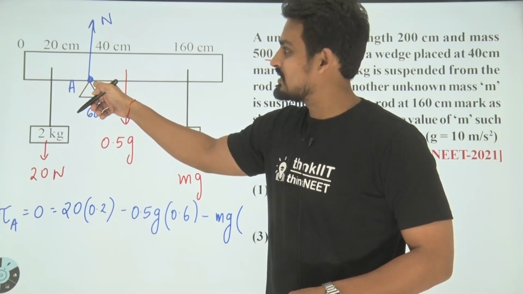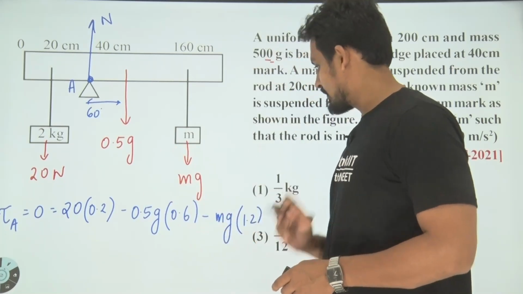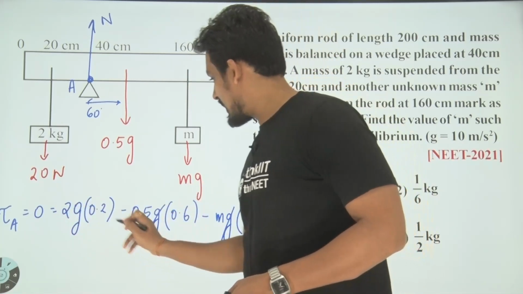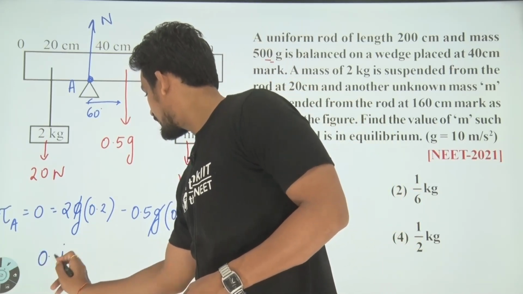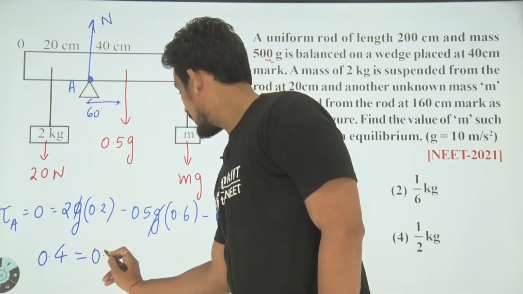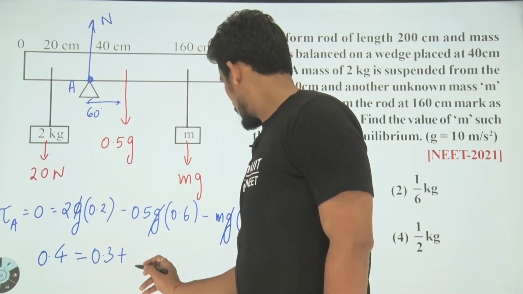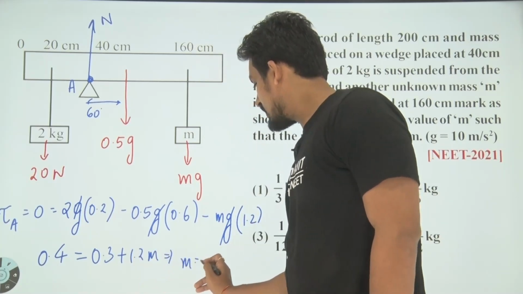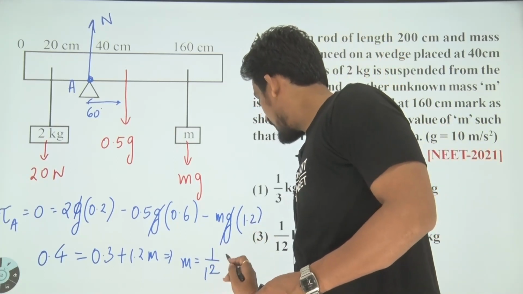What is the value? So it would be 120. So this would be 1.2. Correct or not? So this is also g basically. So can I say all these g's can be cancelled out? So what do we have? We have 0.4 is equal to 5 into 6 is 30, but this is 0.3 plus 1.2 m. So can I say the value of m is equal to how much? This is equal to 1 by 12 kg.